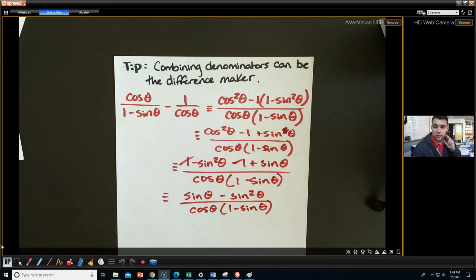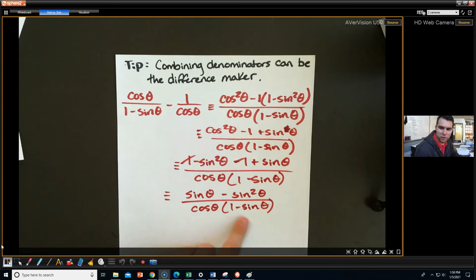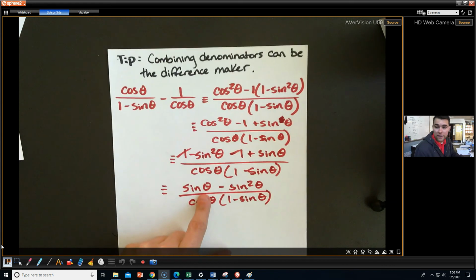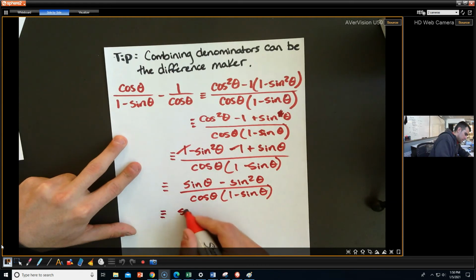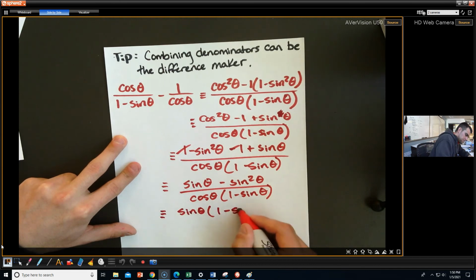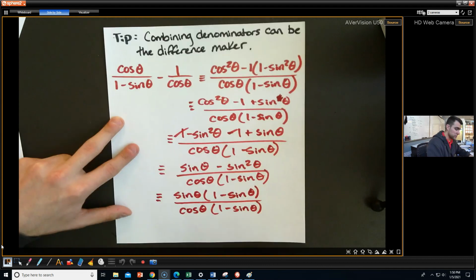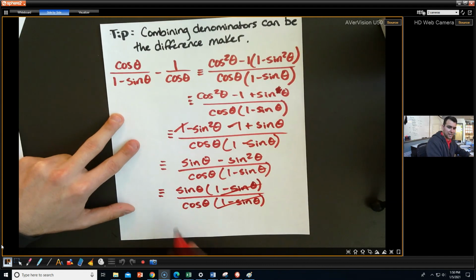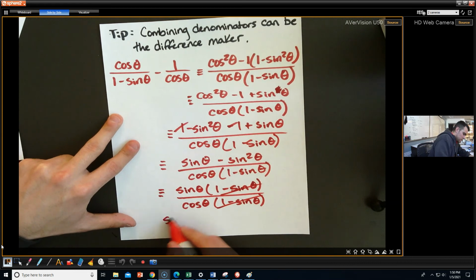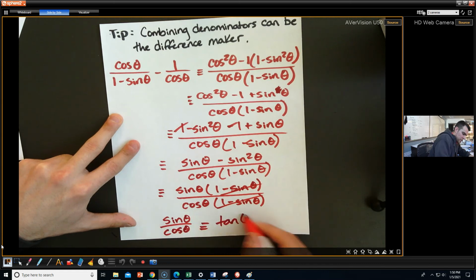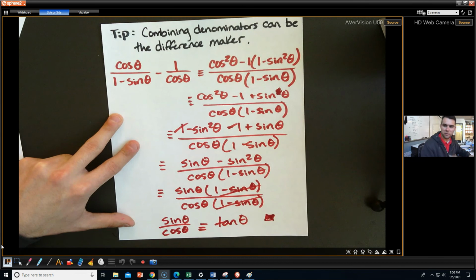Well, we're trying to get this to look like tangent. That identity is sine over cosine, so that's what we should end up with. It'd be really nice if we could get rid of this 1 minus sine. Luckily we can. I can factor out a sine theta up here. Alright, look at that, now we're cooking. Now we have 1 minus sine theta top and bottom. Those can cancel. And sine theta over cosine theta does equal tangent of theta. That's one of our identities. I'll try to be fancy this time. Okay.